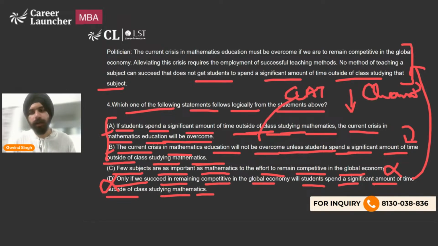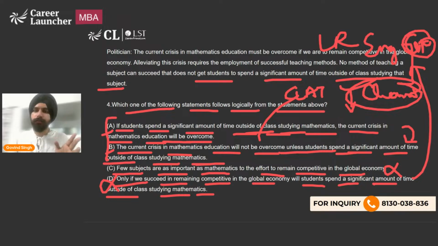क्या मैं गारंटी कर सकता हूं कि आप CLAT क्रैक कर जाओगे अगर आप क्वांट कर लोगे? नहीं. There are other variables involved. There is LR, there is English, there is GK. Quant is just one prerequisite. But I can say for sure कि अगर quant नहीं किया तो CLAT definitely नहीं होगा. Understood? Do you guys understand the logic?